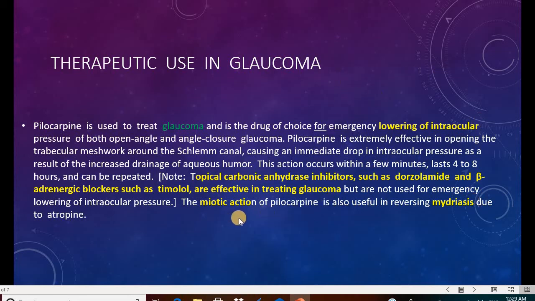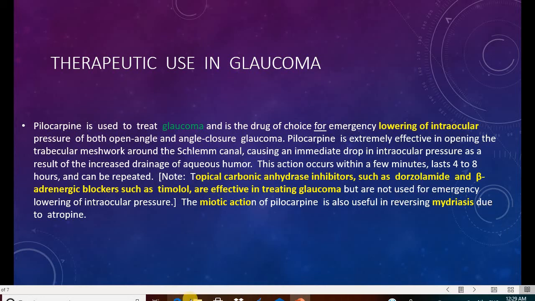The miotic action of pilocarpine is also useful in reversing the mydriasis due to atropine. So they are antidotes of each other. If there is so much mydriasis, like dilatation of the pupil due to atropine, you can give pilocarpine to oppose this effect.